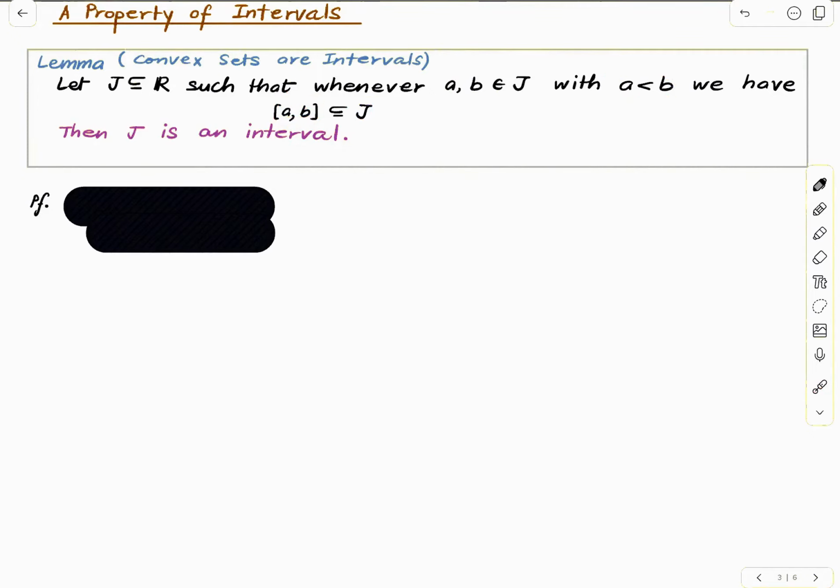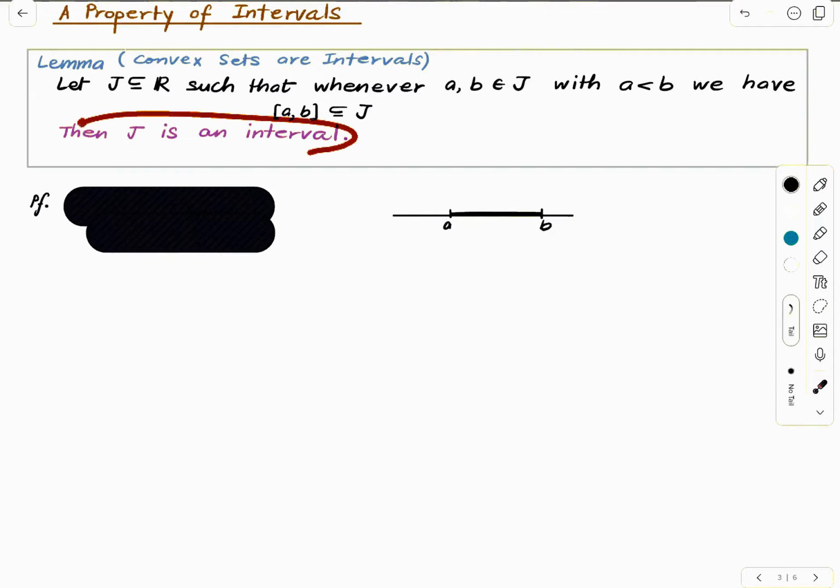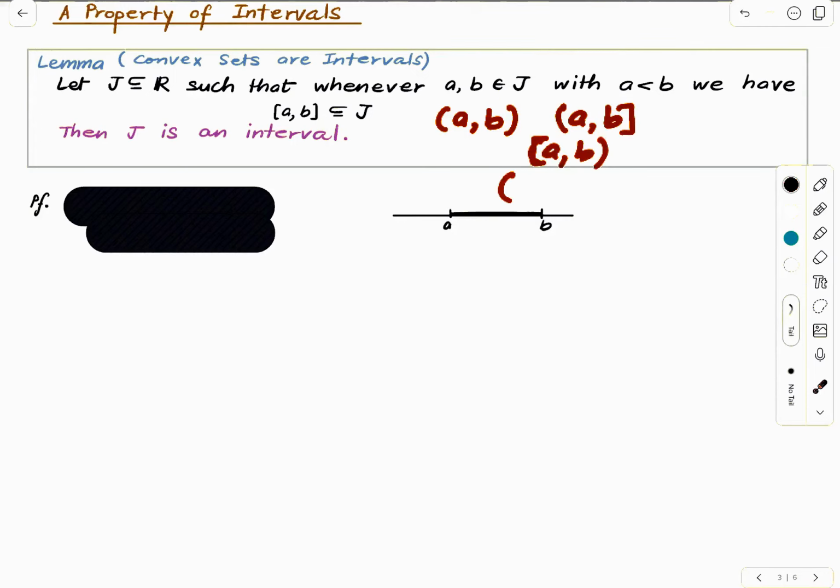So pictorially, suppose whenever I choose a point A and a point B and both are in J, then the entire thing sandwiched between them is contained in J. So then J is an interval. And recall what are intervals? We defined intervals. Intervals are sets of this sort: open, semi-open, and both closed. You can also have these kinds of intervals. All of these were intervals. So recall what were intervals.